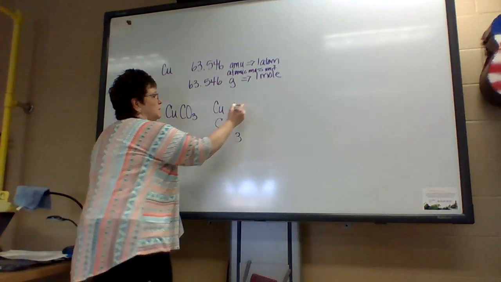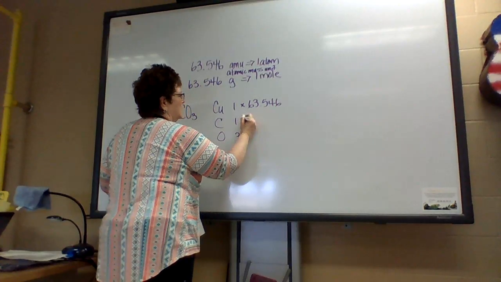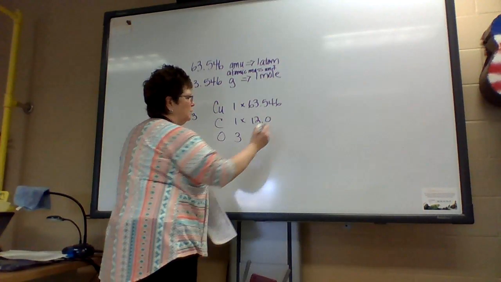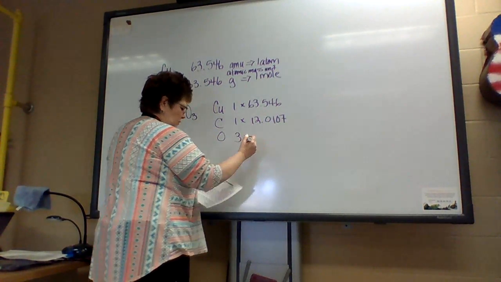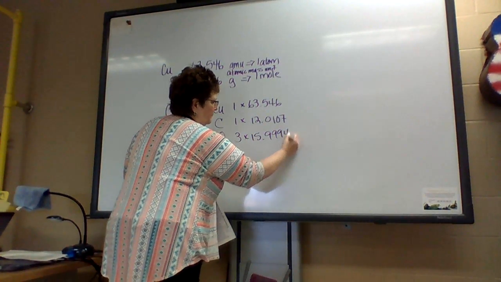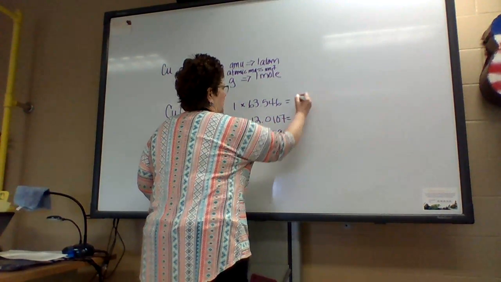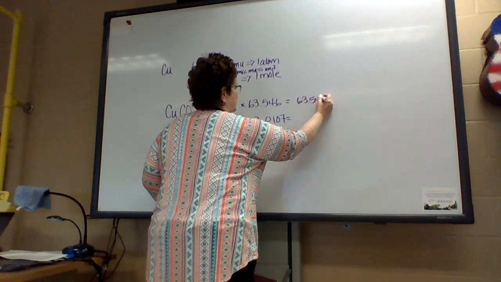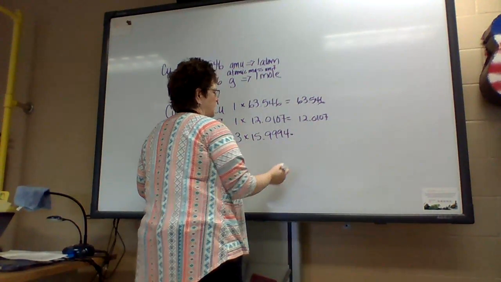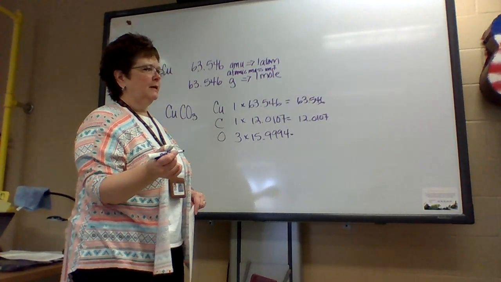So take 1 times this, and it's 63.546. This is 12.0107, I need to look that up. And oxygen is 15.9994. So I'm going to hand you down a little calculator. I'm going to figure this out. Take 63.546 plus 12.0107 plus whatever 3 times this is. Just take your time to do that.